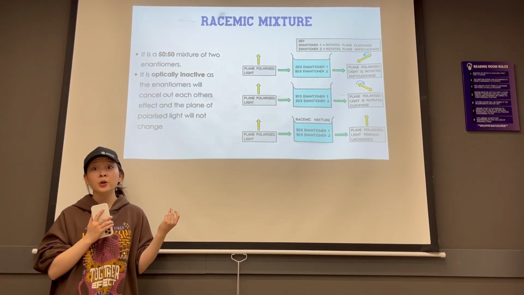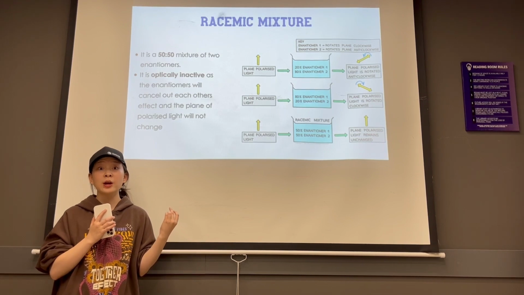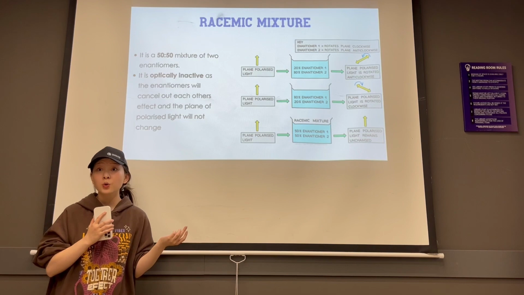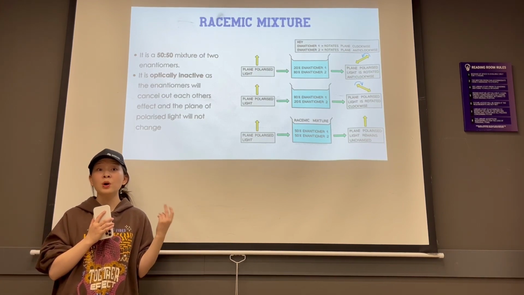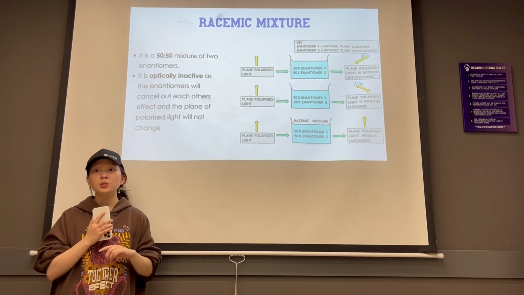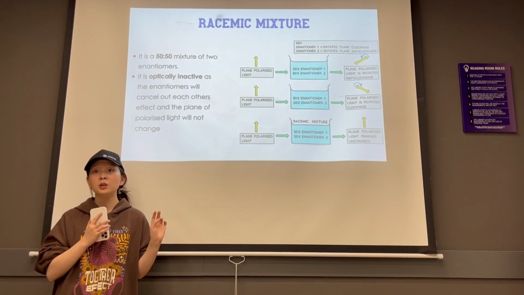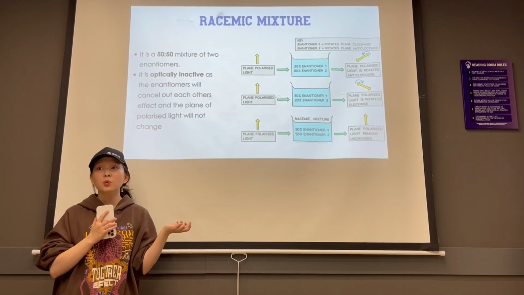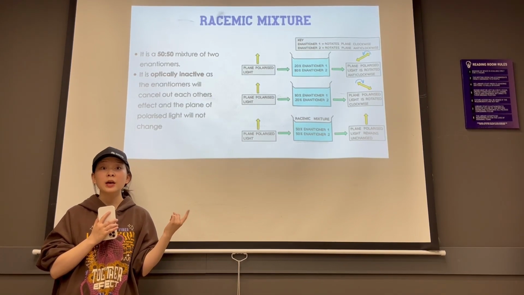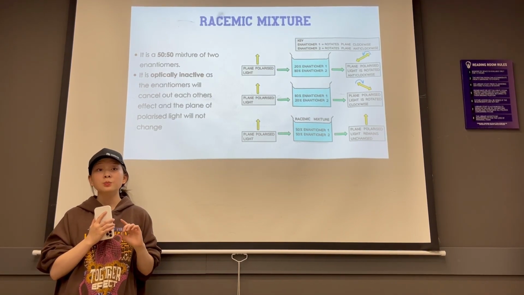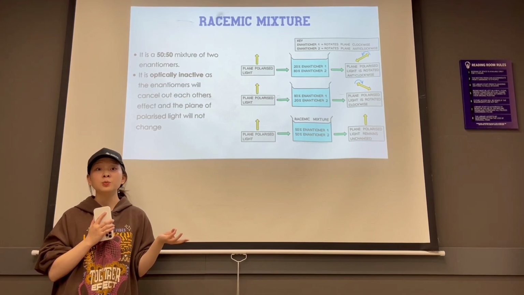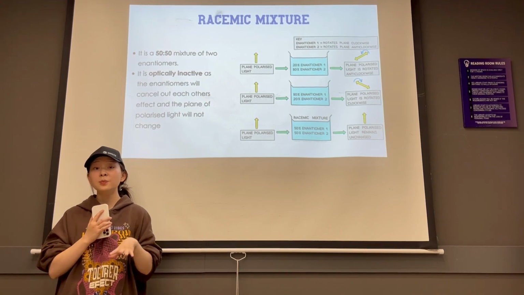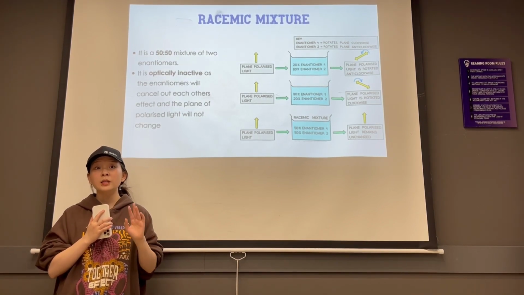Racemic mixtures often occur during chemical reactions where chiral centers are formed with no real preference for one enantiomer over the other. Most drugs and also natural compounds occur as racemic mixtures where one enantiomer is biologically active and the other is not. For example, the famous example is ibuprofen, where one enantiomer is a painkiller while the other is biologically inactive.